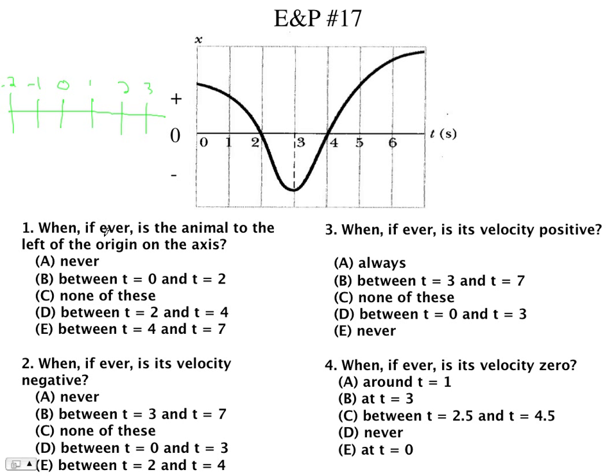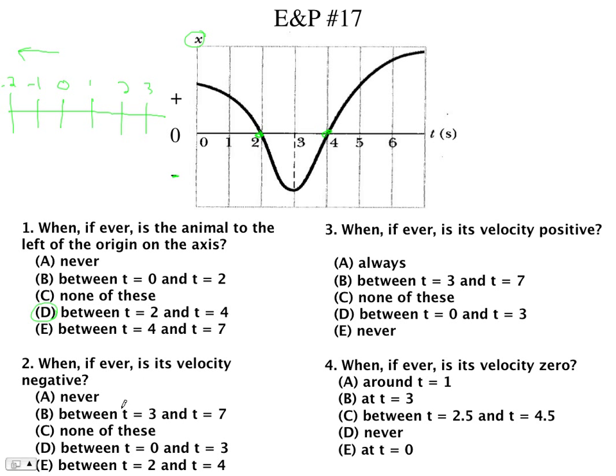And so the first question, when, if ever, is the animal to the left of the origin on the axis? Well, here is the origin, and to the left of the origin means in the negative x. And so here's negative. Notice the x up here. Some students miss that. And so we start out negative x, crossing into the negative x at t equal 2, and we leave it at t equal 4. And so that would be D, between t equal 2 and t equal 4.